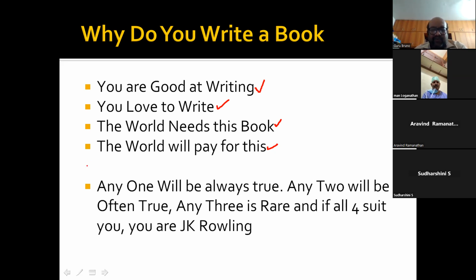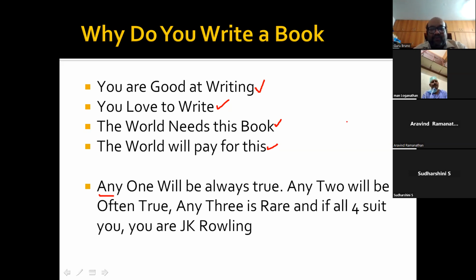Now, any one will always be true. Any two will also be true. Any three is rare. And if all four are true, you are either J.K. Rowling or Michael Crichton or Sidney Sheldon. So you cannot expect everything to sync in the first place itself. If you are very good at writing and you also love to write, and the world also needs this book, and the world will also pay for this, then you are William Shakespeare.